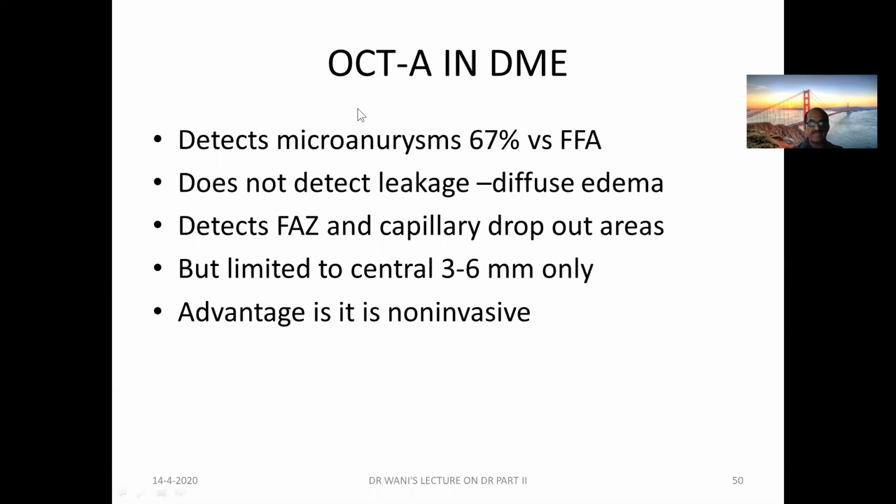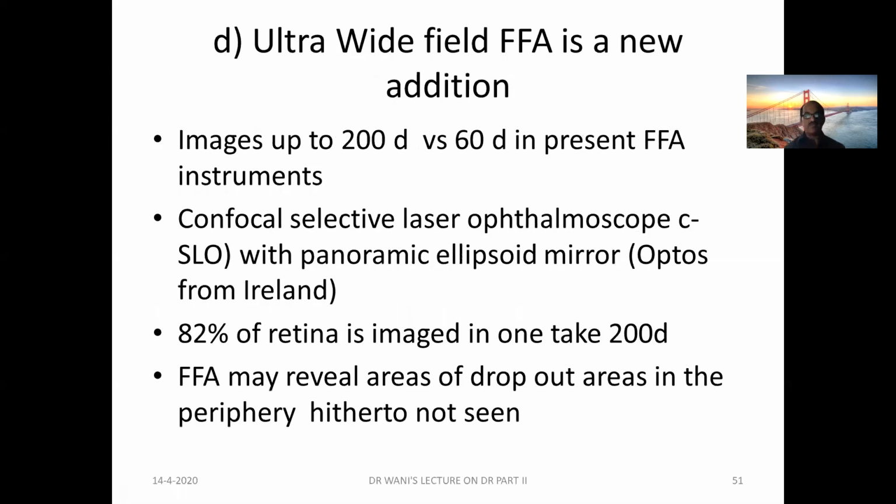Suffice it to say that it does not detect microaneurysms in all cases, only about 67%. It does not detect leakage if there is diffuse edema. Of course, it detects the foveal avascular zone, and it's limited to only 3 to 6 millimeters in the center. The advantage is that it is non-invasive, so we need not give injections. So patients with renal issues and all, we can do this test instead of fluorescein angiogram.